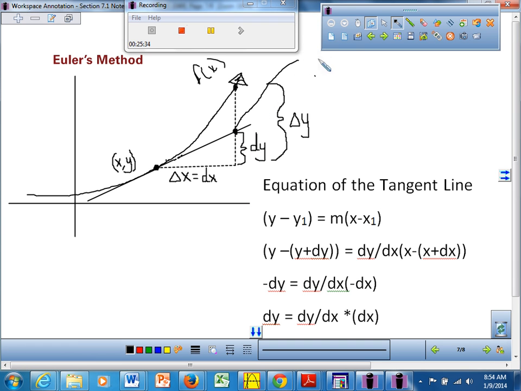What are the coordinates of this point? x plus what? dx or delta x. You can call it either one. I'm going to call it dx. x plus dx. And I need to go back there and do that. How about the y? y plus dy?